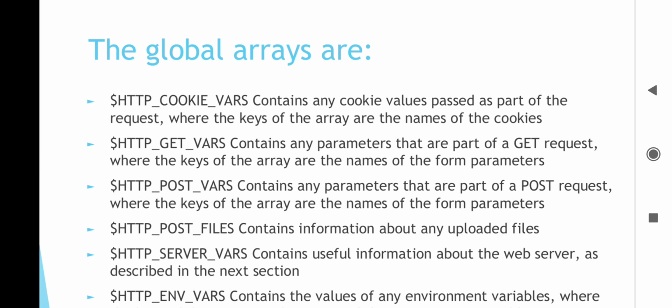This global array contains information about the uploaded files. Then $_SERVER. This global array contains useful information about the web server as described in the next slide. Next is $_ENV. Env means environment. This global array contains the value of any environment variable, where the keys of the array are the names of the environment variables. So these are the 6 global arrays.